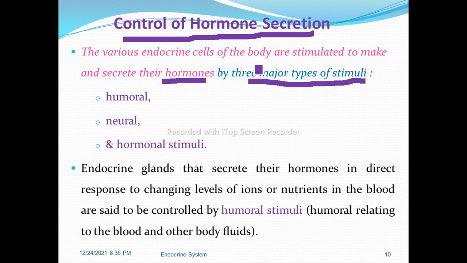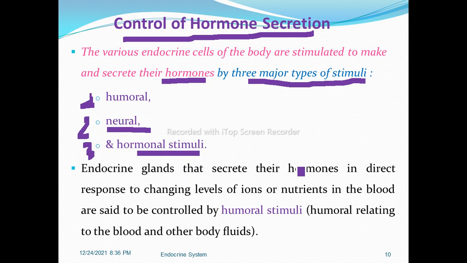Endocrine cells of the body are stimulated to make and secrete their hormones by 3 major types of stimuli: humoral stimuli, neural stimuli, and hormonal stimuli.